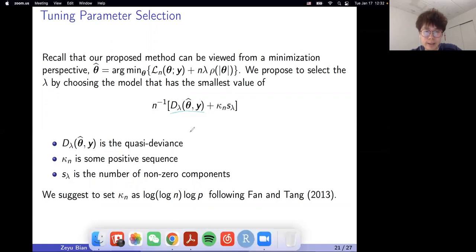Where in d lambda, the first term is just the quasi-deviance, and S lambda is the number of non-zero components. And kappa n here is just some positive sequence. In AIC, this kappa n is 2, and in BIC, the kappa n is just log n. In this work, we suggest to set kappa n as log n log p, following this nice paper.